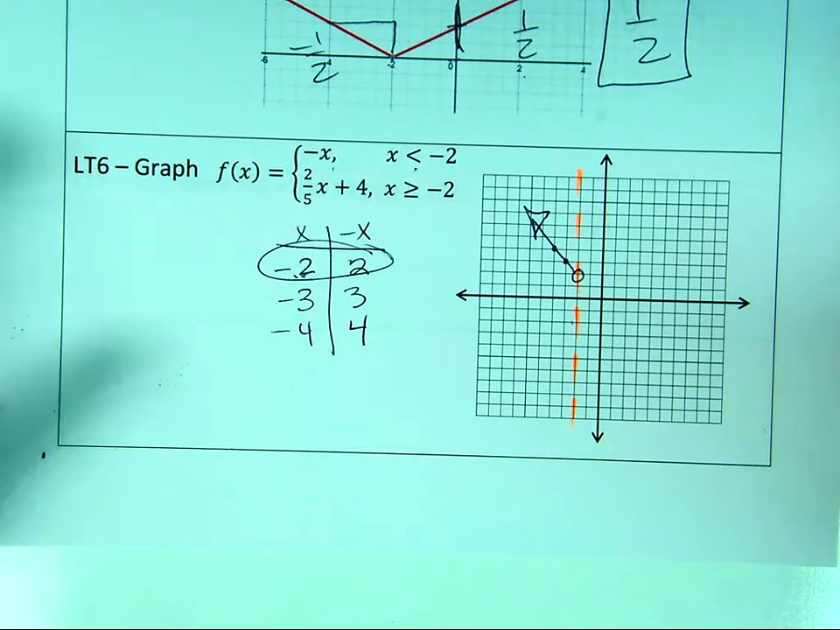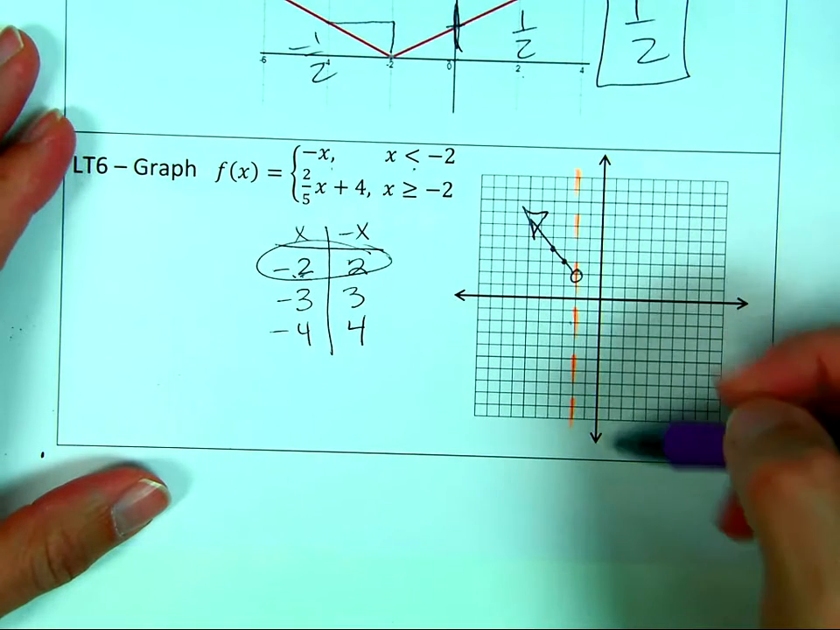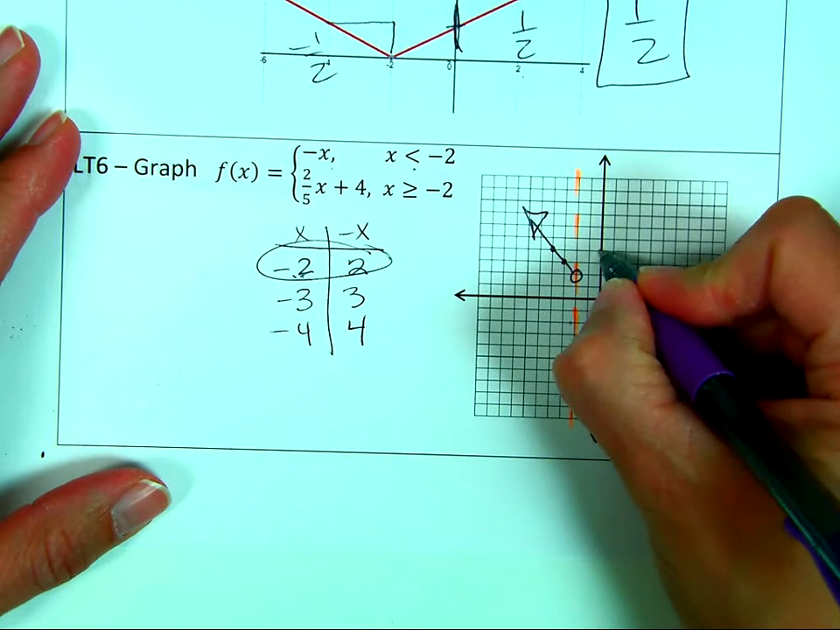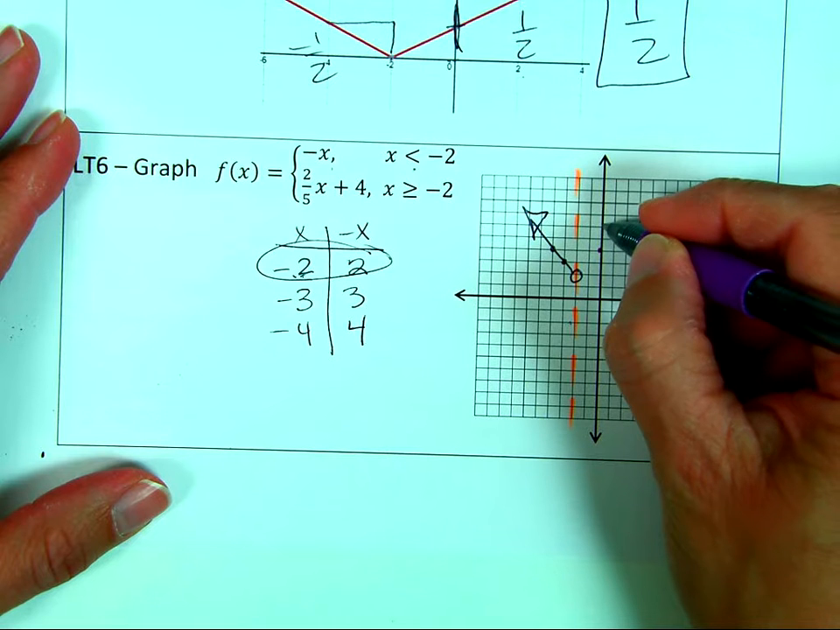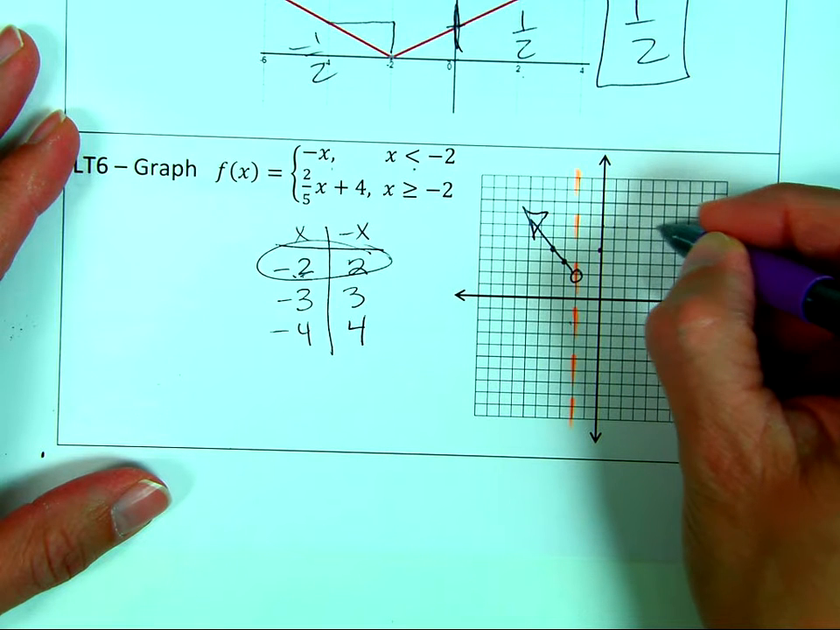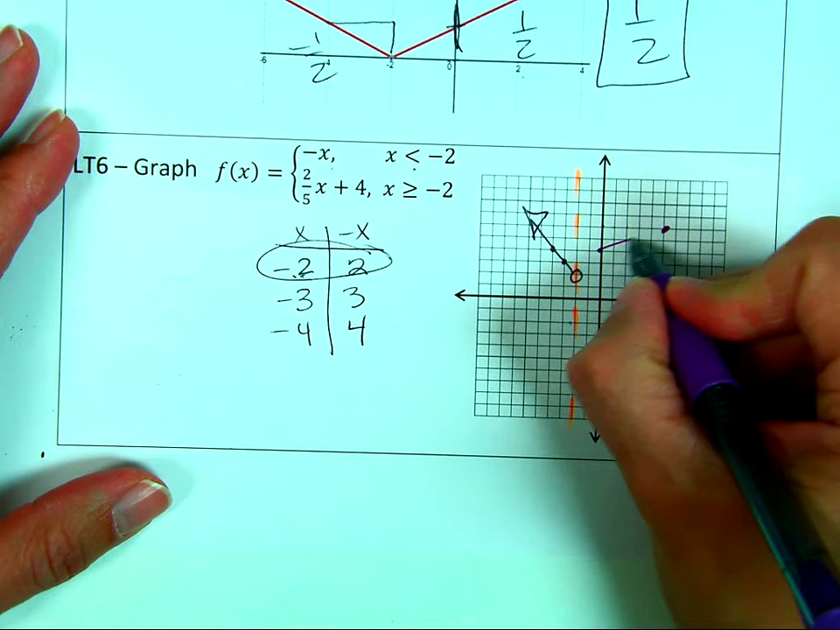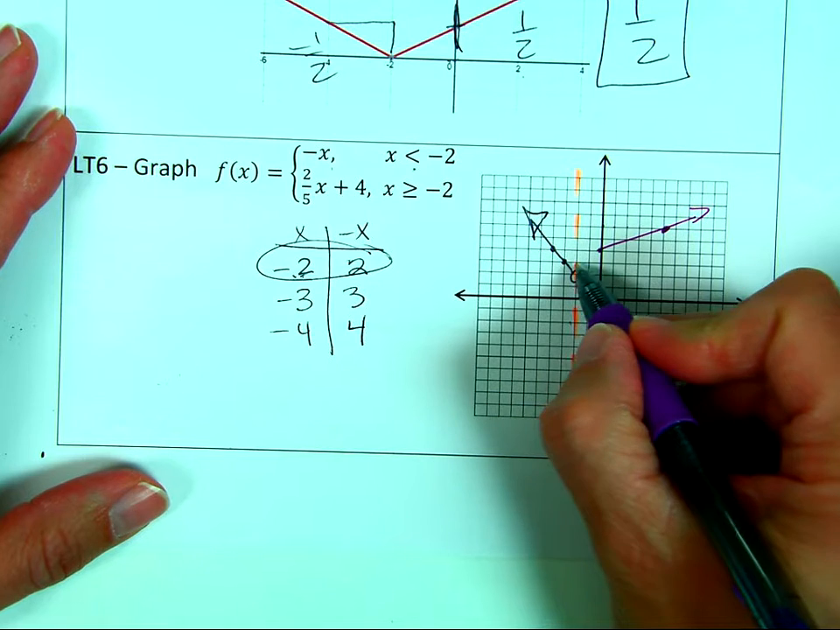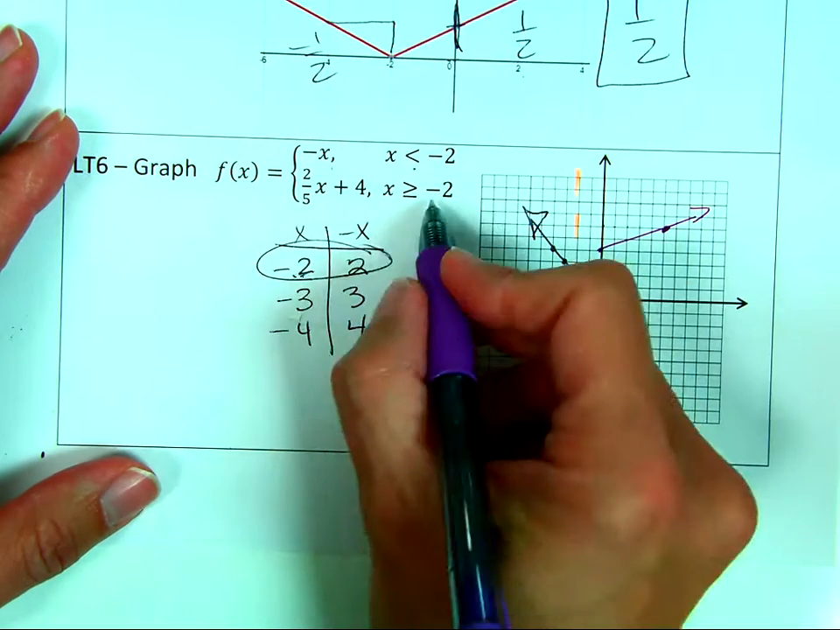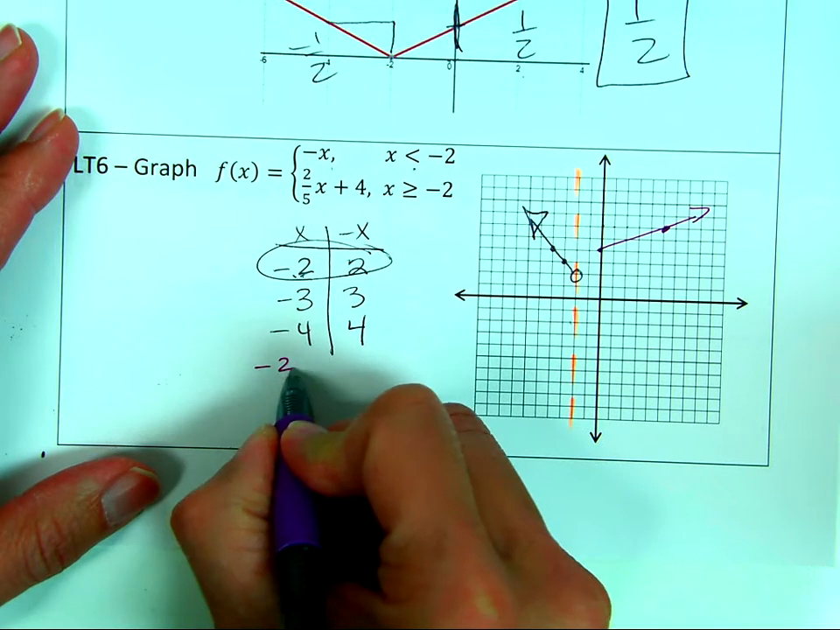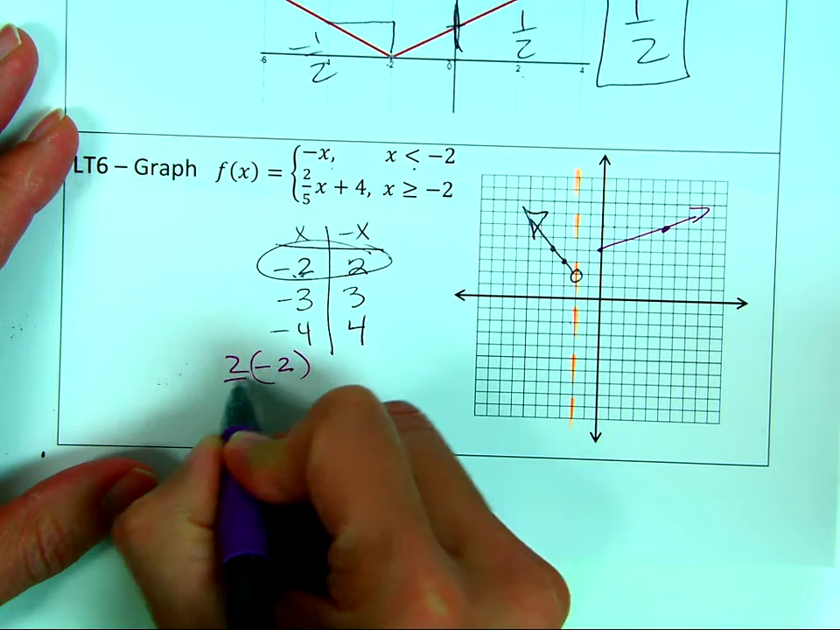Now the other function, since the y-intercept is in play, I'm just going to graph my y-intercept. And then I'm going to go up 2 and over 5. Now I know it goes like this, but I have to figure out what happens to it on that line. So I'm going to put -2 in there. So I get -2 times 2/5 plus 4.